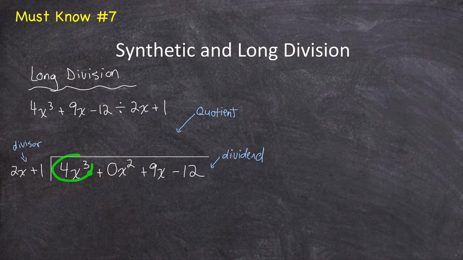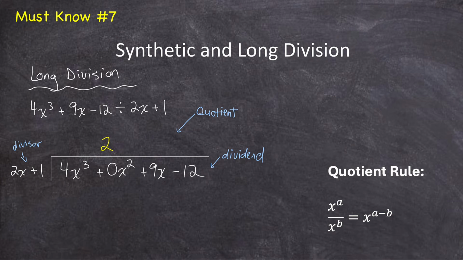So I have to do 4x cubed divided by 2x. Dividing the coefficients 4 and 2 gives me 2. And dividing the variable parts of those terms, x cubed divided by x to the 1, the quotient rule tells me to keep the base of x and subtract their exponents. 3 minus 1 is 2. So I get 2x squared as the quotient of those two terms.